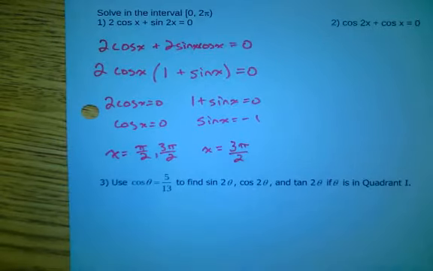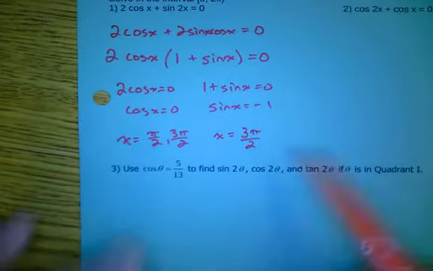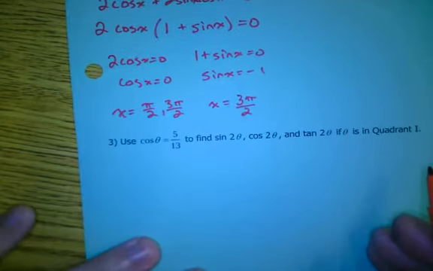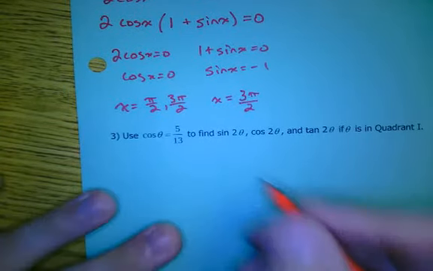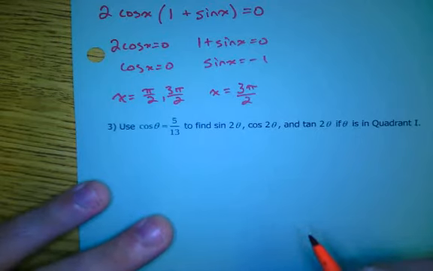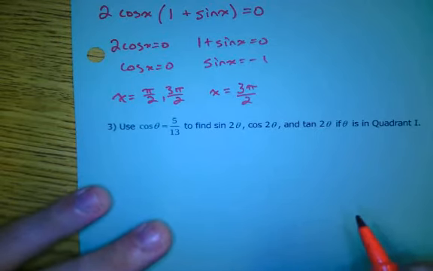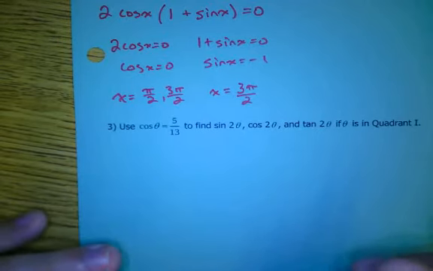Okay, so let's write down our final answer. What happens when I combine these? It's only pi over 2 and 3 pi over 2. I get an overlap. It's okay, just don't write it twice. Because you don't write it twice. What if I write it twice? Yeah, I'm going to start taking off points.